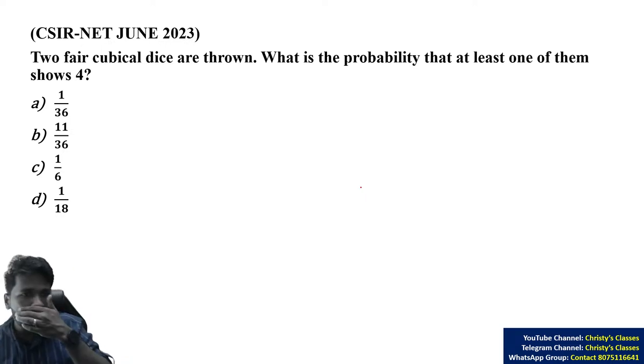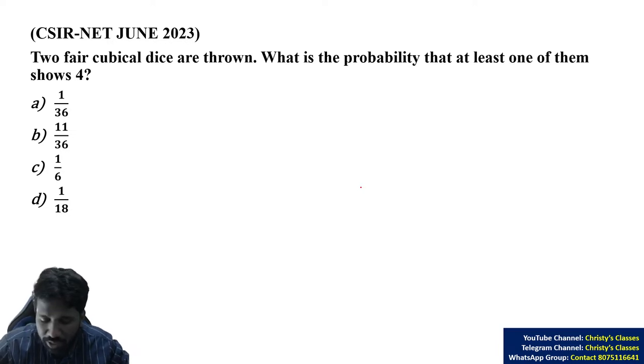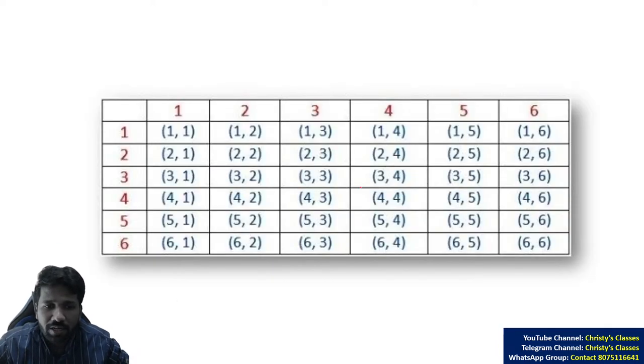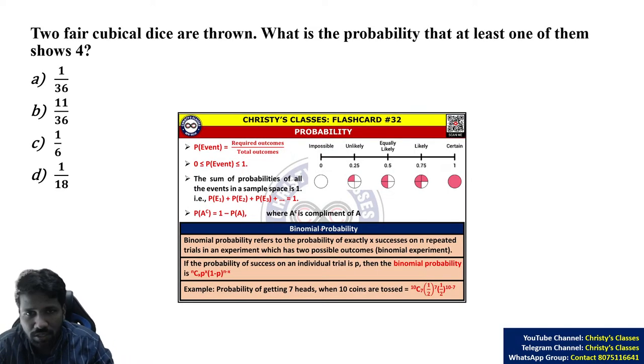Okay, I'll explain. Two fair cubical dice are thrown. Like the dice you throw when you play snake and ladder or Ludo. Two dice are thrown means these are the 36 outcomes that can happen. First dice may be 1, second may be 1, 2, 3, up to 1, 6. Then first may be 2, second may be 1, then 2, 2, 2, 3, up to 2, 6. Up to 6, 1, 6, 2, up to 6, 6. These are the 6 into 6, 36 outcomes.